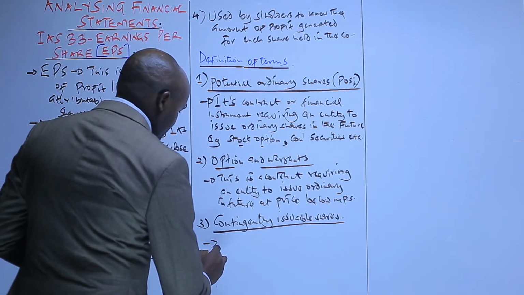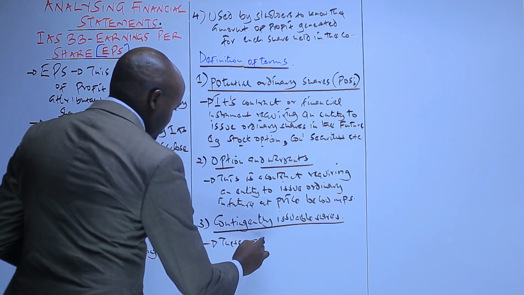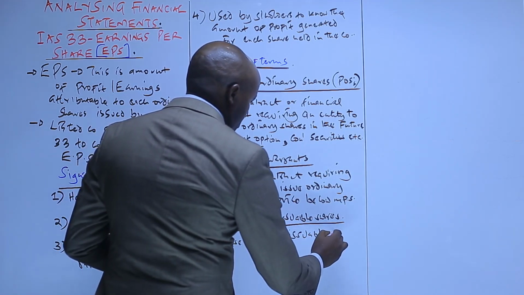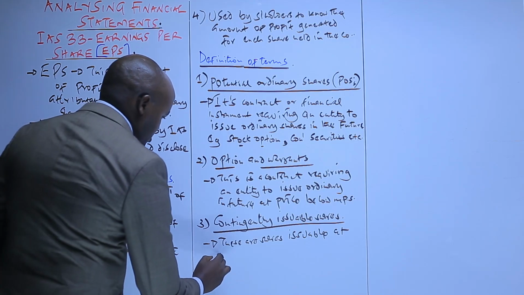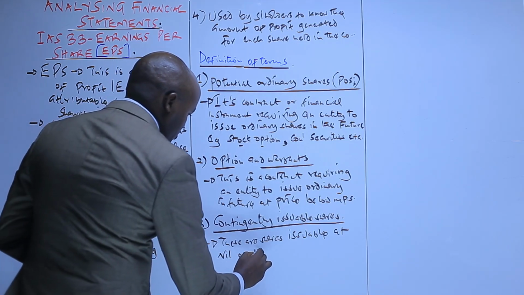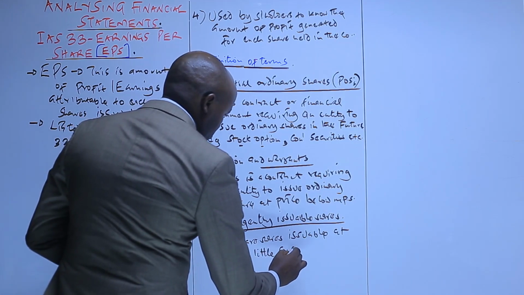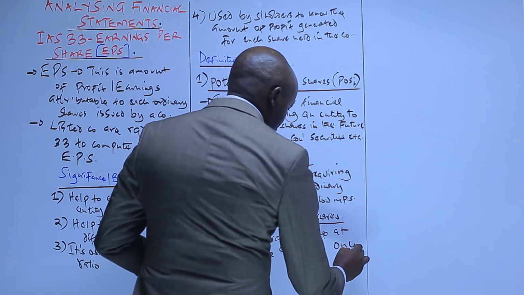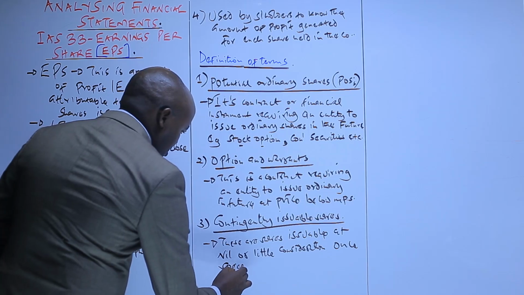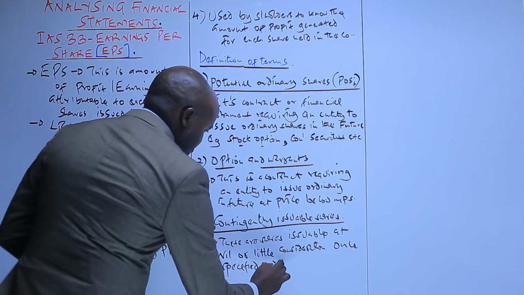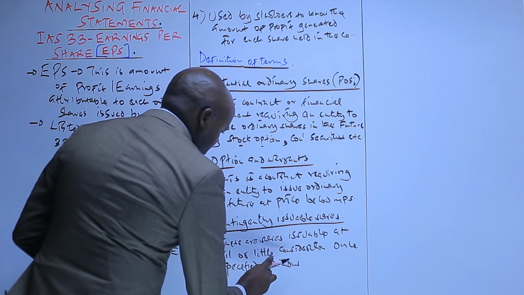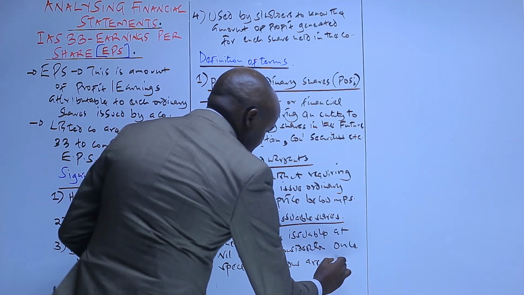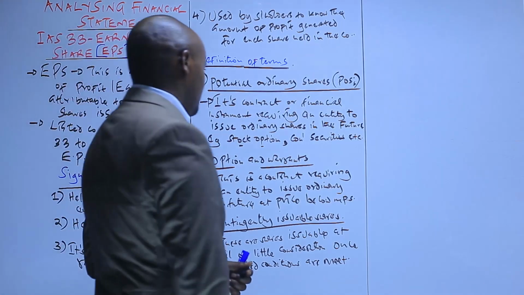So therefore, we can say that these are shares issuable in the future, or issuable at nil consideration, once specified conditions are met. Yes, so that is the other term.